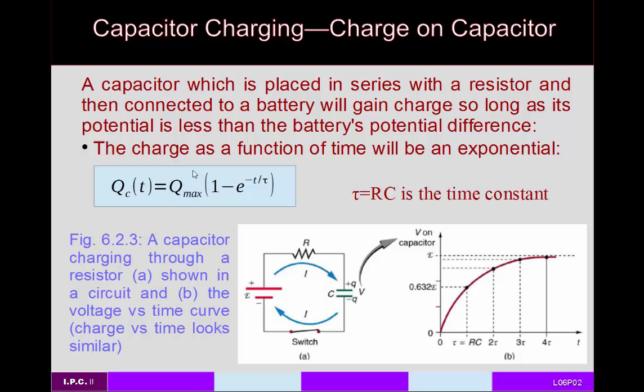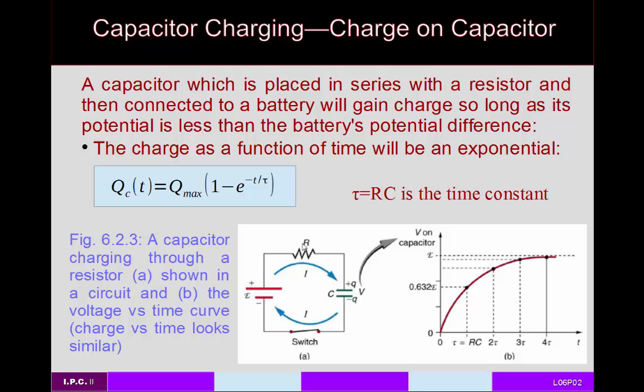Q max is the maximum amount of charge that can be stored on each plate of this capacitor when being charged by this battery. So what is Q max actually equal to? Well, it's equal to the capacitance times the EMF of the battery.